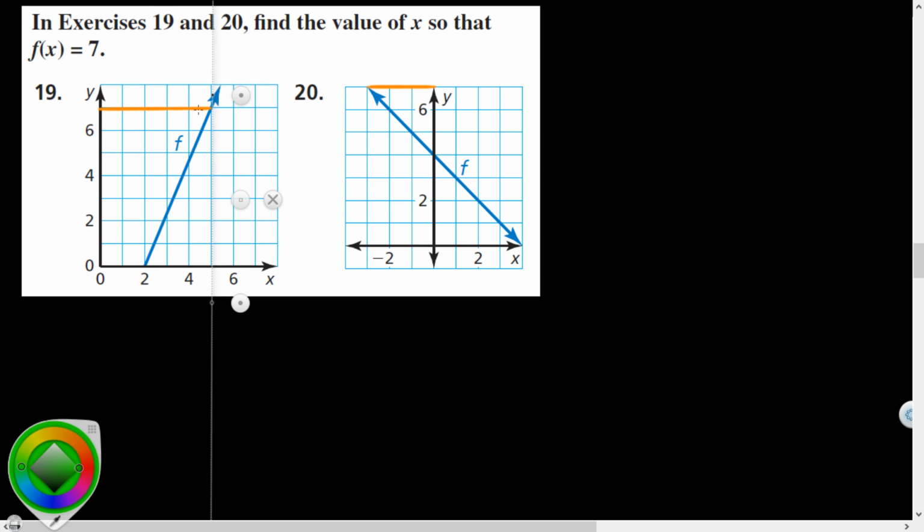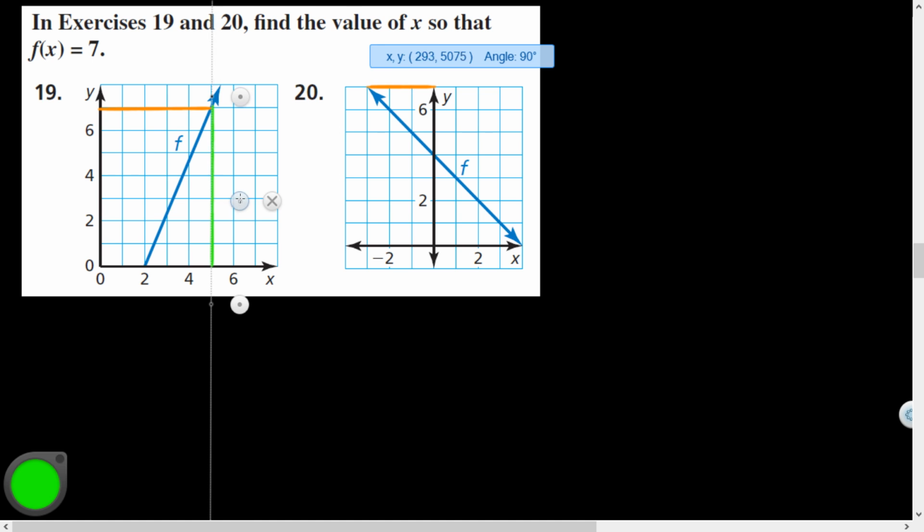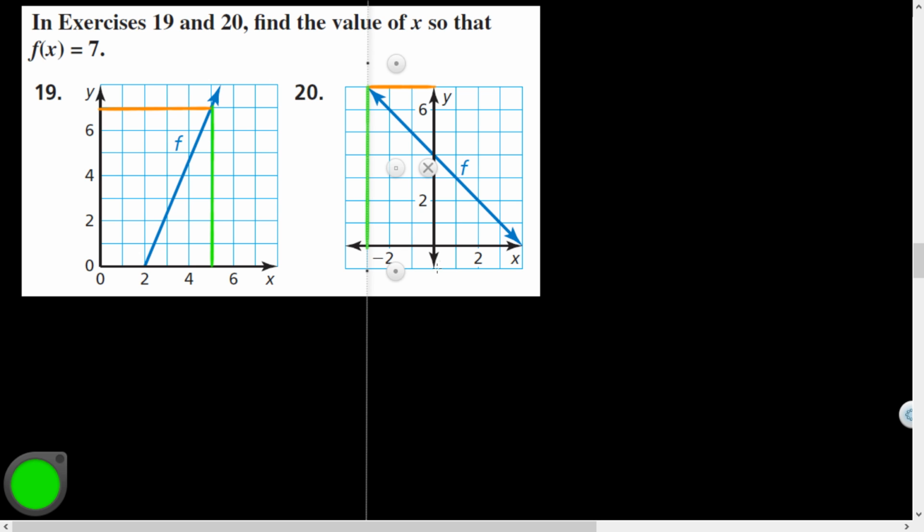So what input gave me 7? Here it looks like that input would have been x. That's funny, I still had the line tool on. It looks like 5 is the value there, and over here, if I trace down from the point that gave me 7, it looks like negative 3. So here, x equals 5, and here x equals negative 3. I could think of this as f of 5 equals 7. Over here the input of negative 3 gives me 7.